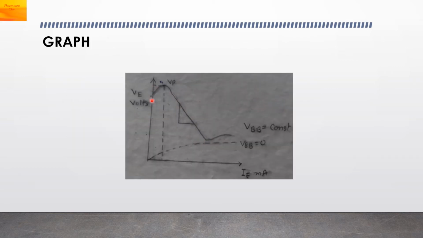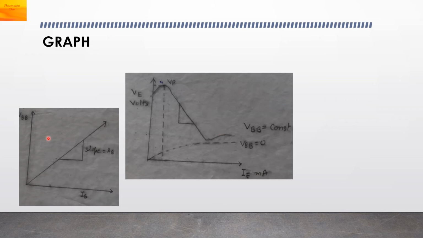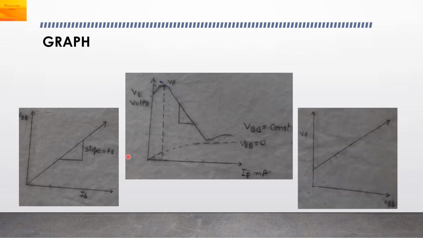To plot a graph of VE versus IE, we get this kind of response. Also we plot a graph of VBB versus IB. Its slope will be equal to RBB. Also we can plot a graph of VP versus VBB.